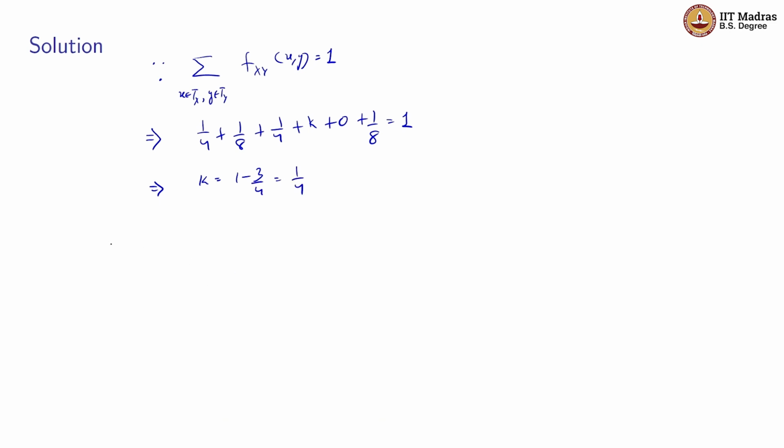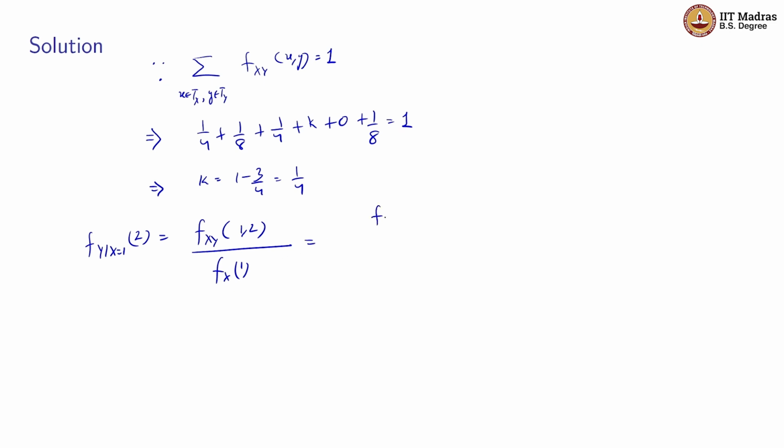So now the conditional probability that Y is equal to 2 given X is equal to 1 will be equal to, using the definition of conditional probability, joint divided by marginal. So this is equal to the joint probability that X is equal to 1, Y is equal to 2, divided by the marginal probability of X equal to 1.